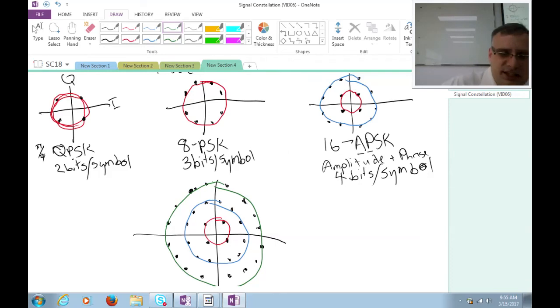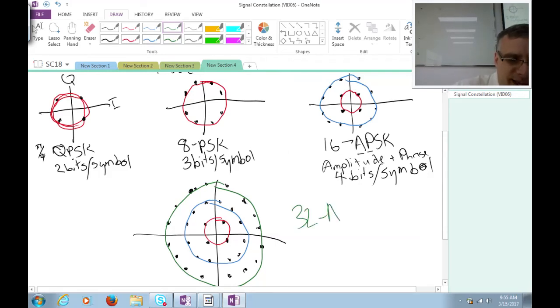But as you can see, this is 32 APSK, because if I count and I've properly designed it, I should have 32 constellation points on my IQ diagram here, and that of course allows me to transmit a whopping 5 bits per symbol.